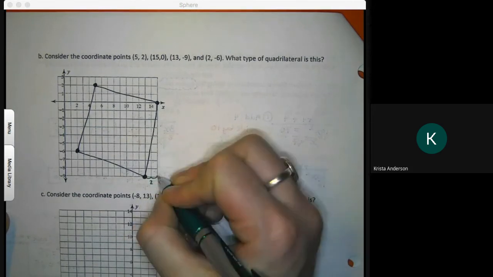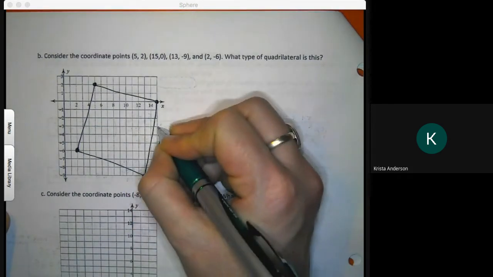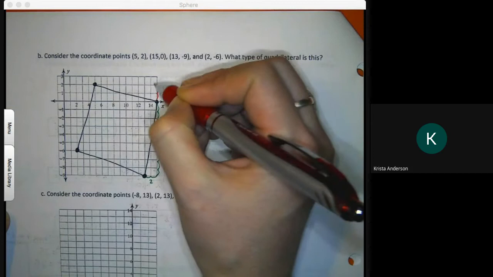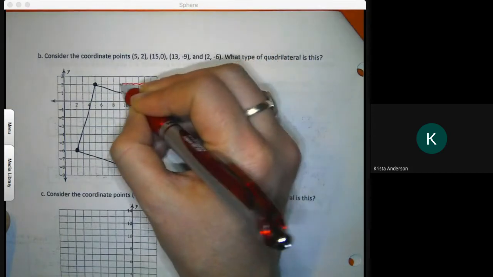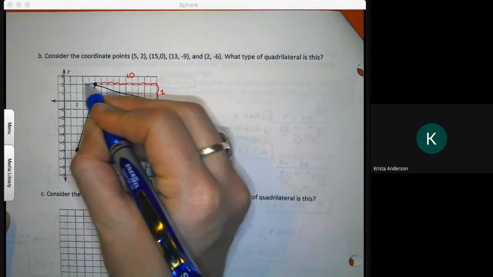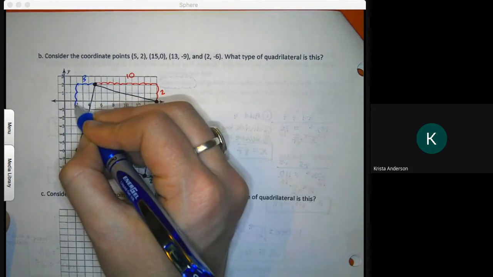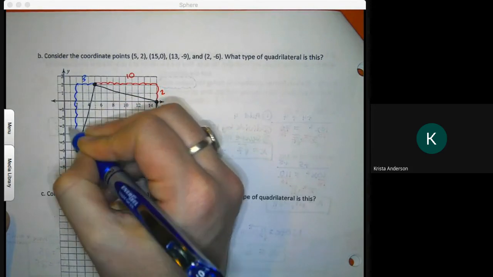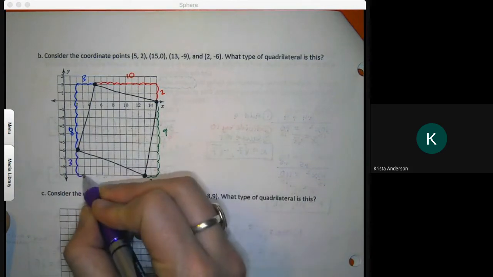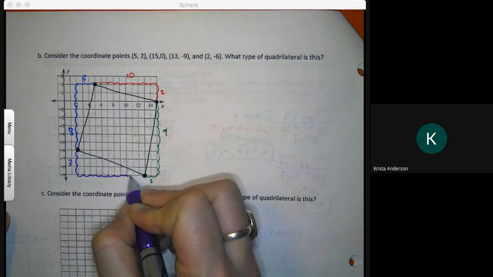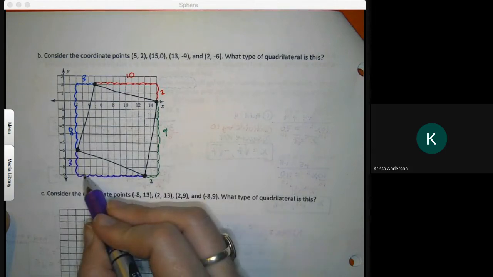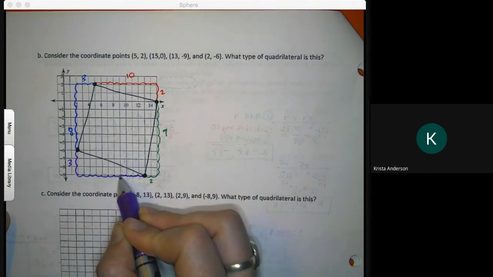This one's 2. 1, 2, 3, 4, 5, 6, 7, 8, 9. This one's 2. 1, 2, 3, 4, 5, 6, 7, 8, 9, 10. 1, 2, 3. 1, 2, 3, 4, 5, 6, 7, 8. 1, 2, 3. 1, 2, 3, 4, 5, 6, 7, 8, 9, 10, 11. No, I didn't have that one. 1, 2, 3, 4, 5, 6, 7, 8, 9, 10, 11.